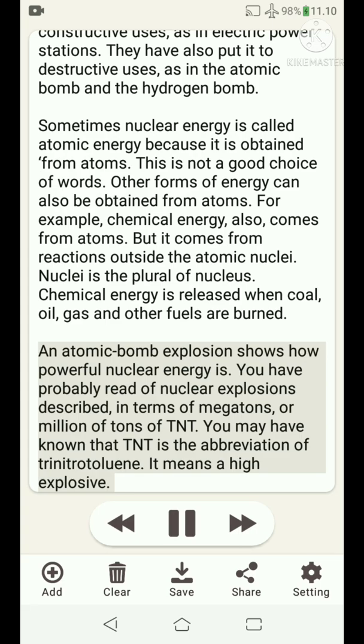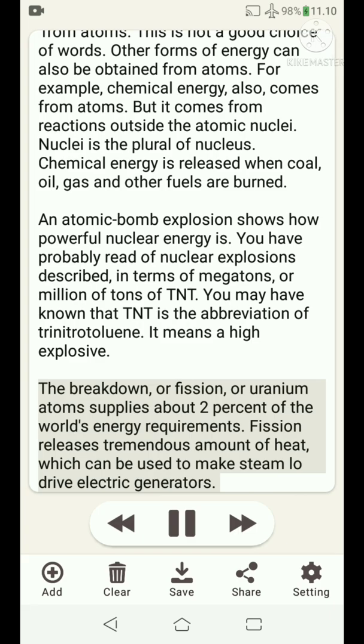An atomic bomb explosion shows how powerful nuclear energy is. You have probably read of nuclear explosions described in terms of megatons, or millions of tons of TNT. You may have known that TNT is the abbreviation of trinitrotoluene. It means a high explosive. The breakdown, or fission, of uranium atoms supplies about 2% of the world's energy requirements. Fission releases a tremendous amount of heat, which can be used to make steam to drive electric generators.